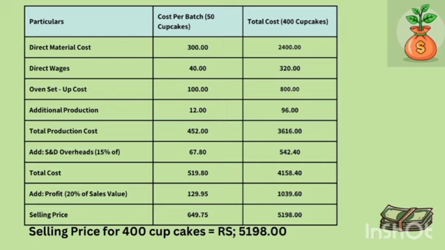Now we add the profit to the total cost. 4158.4 plus 1039.6 equals 5198. So the selling price for 400 cupcakes is 5198 rupees. Next, Chamini will explain the economic batch quantity.